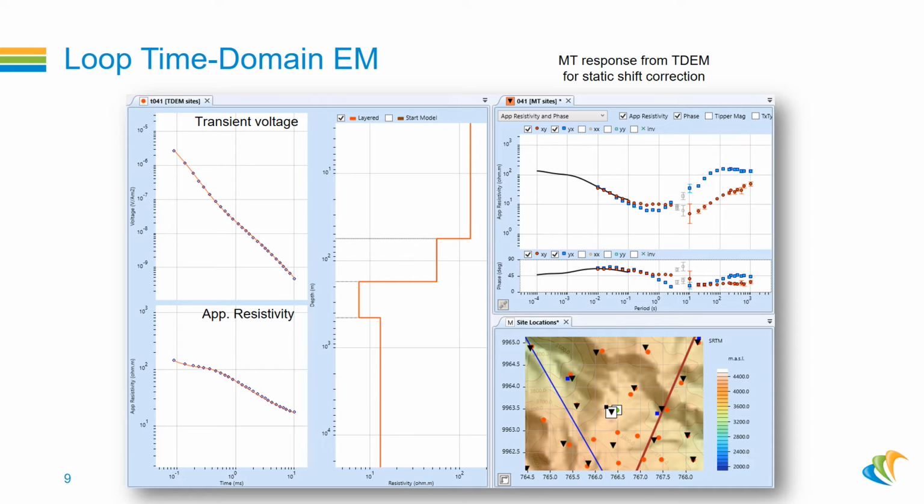Users in Geotools can calculate 1D models from TDEM data, getting a good representation of the very shallow resistivity. Then this data can be associated with MT stations, and in MT sounding analysis, as we see in the example in the top right image, users can plot as a black line the MT response corresponding to the 1D resistivity models from TDEM data, and use that line as a reference for the application of a static shift correction.